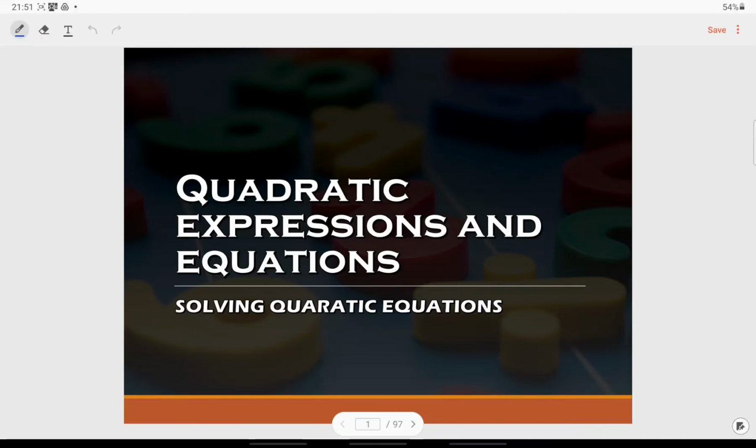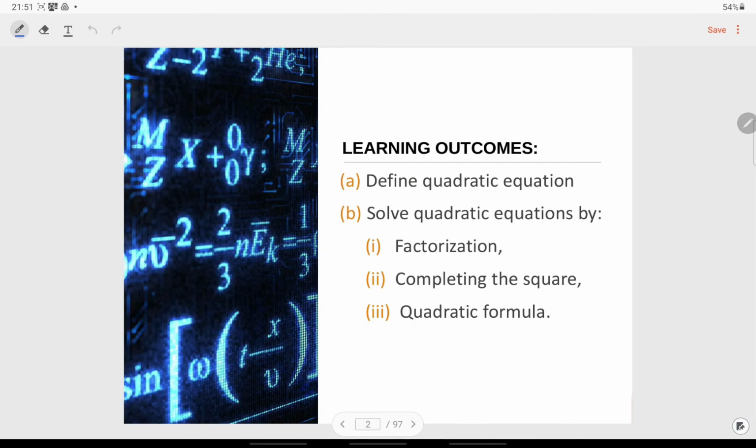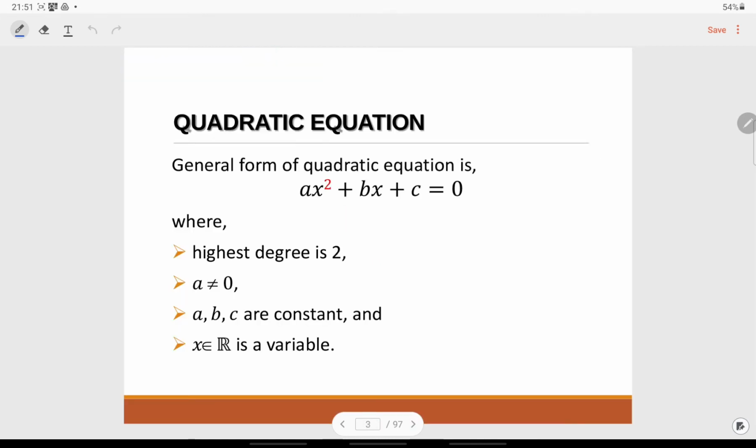We are discussing quadratic expressions and equations. So we start with the first topic, which is about solving quadratic equations. Following are the learning outcomes.